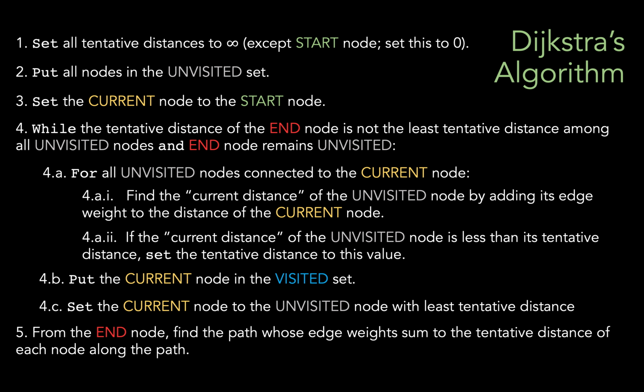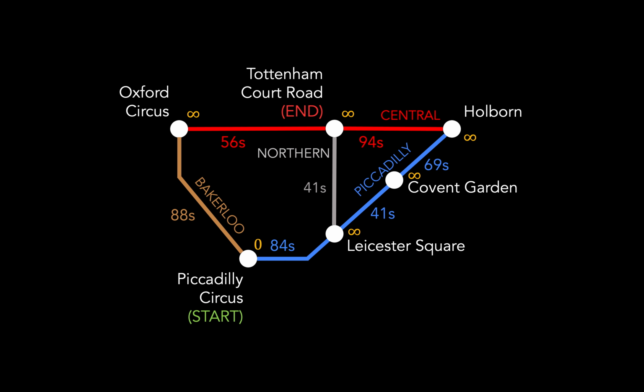And now that we're armed with Dijkstra's algorithm, let's revisit the tube problem we saw at the beginning of the video, this time using the actual times between stations. So our first node is Piccadilly Circus, that's our current node. Now the current distance to Leicester Square is going to be 84 seconds, and to Oxford Circus it's 88 seconds. So our next current node is Leicester Square.